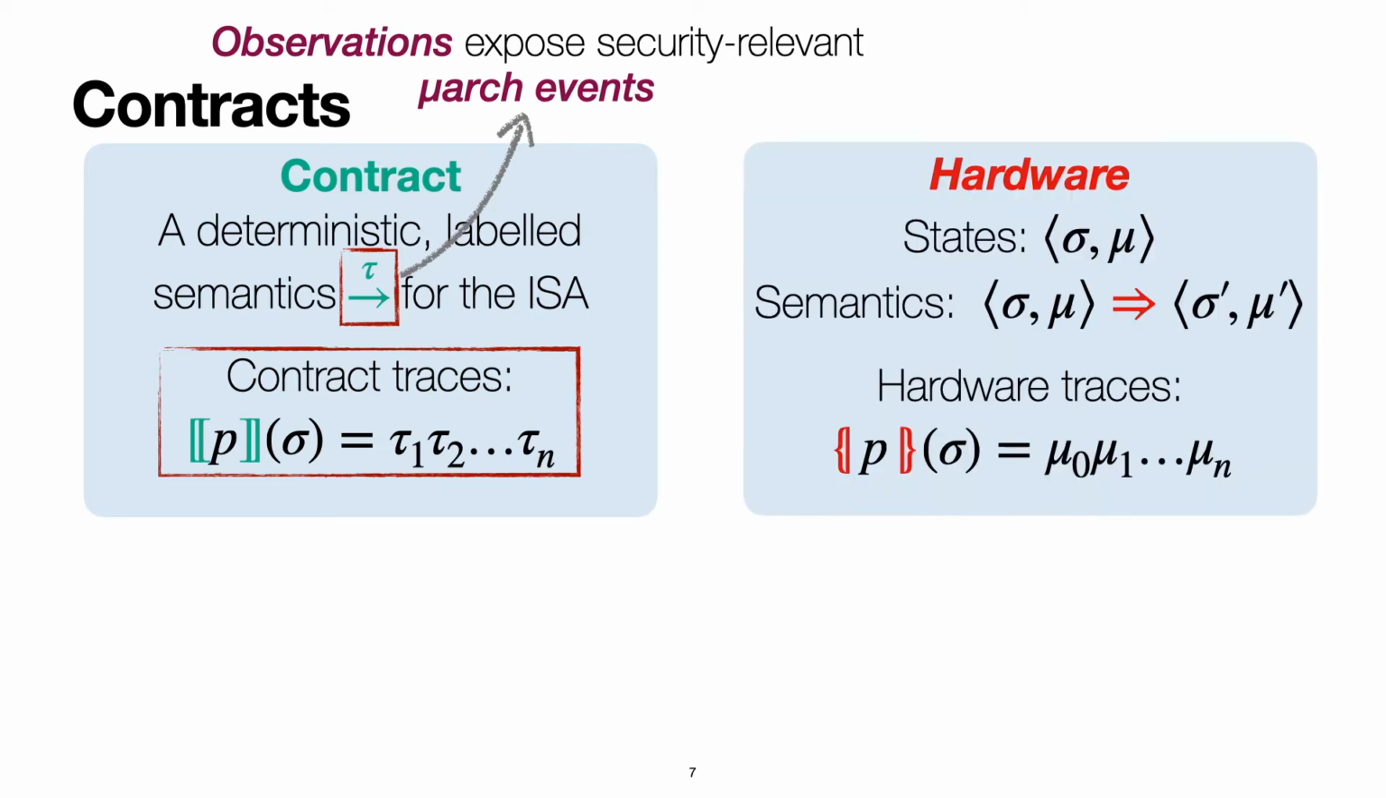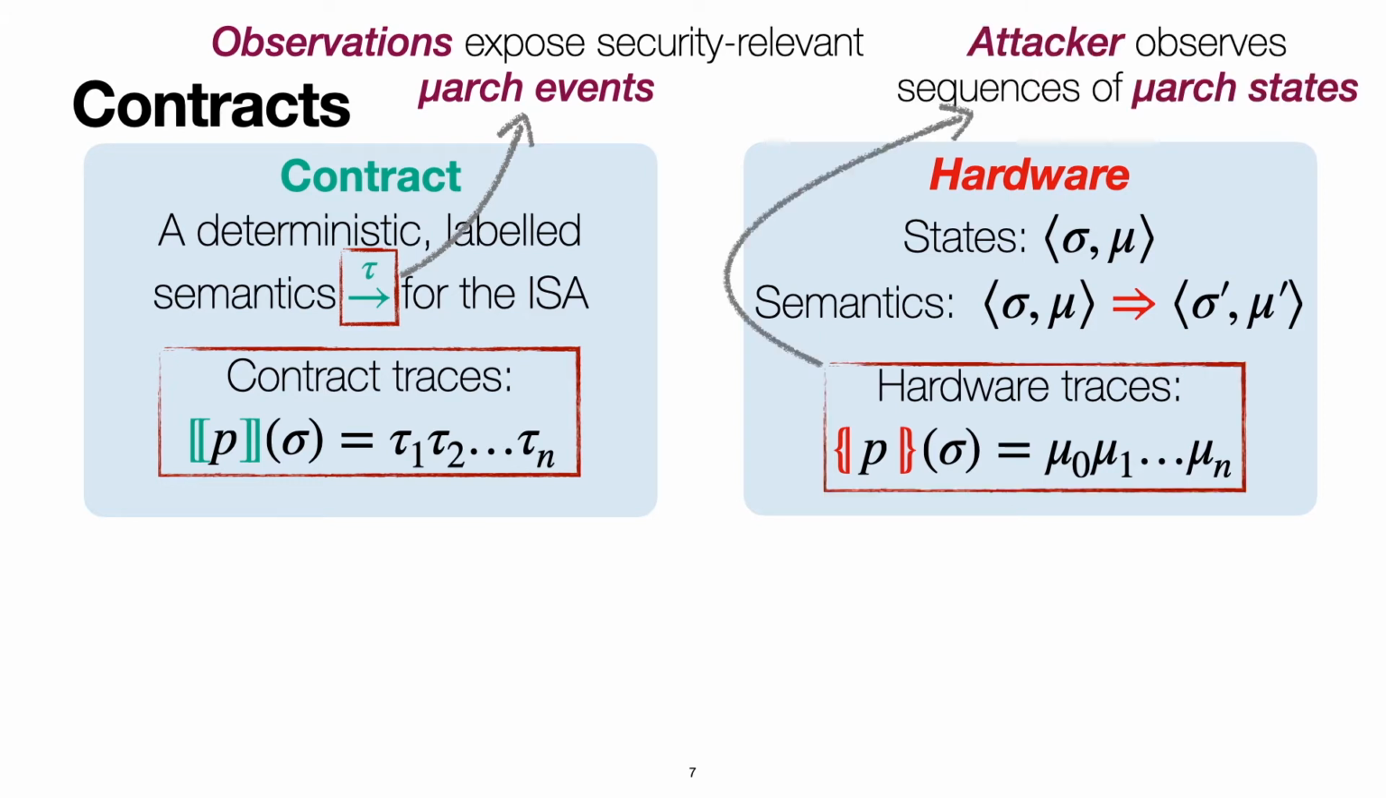In our paper, we formalize processors using hardware states that consist of architectural state sigma extended with microarchitectural state mu that describe the state of microarchitectural components like caches and branch predictors, and the hardware semantics that describes how states are modified during the computation. Finally, we consider attackers that observe part of the microarchitectural state during computation. This is captured by what we call hardware traces.